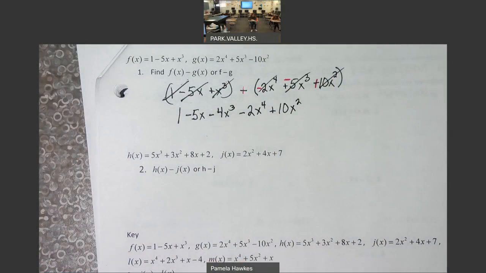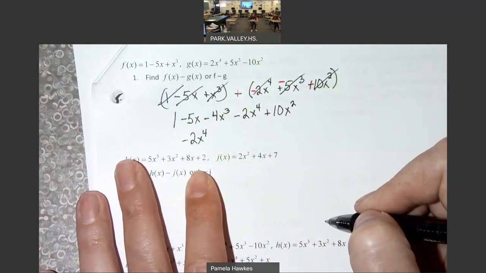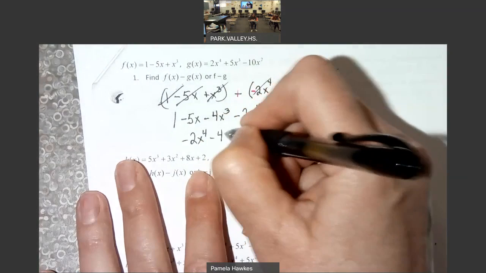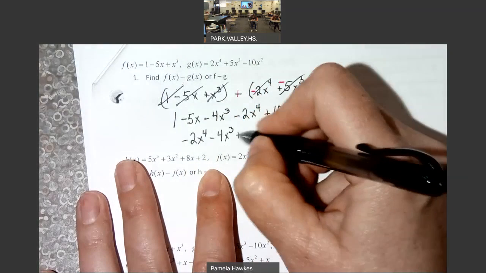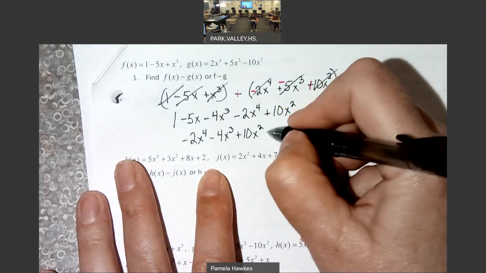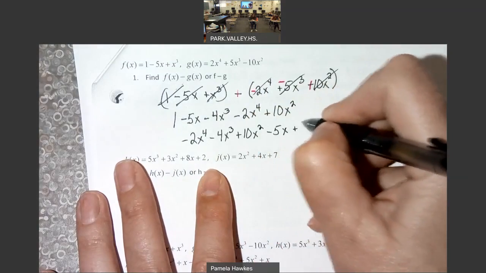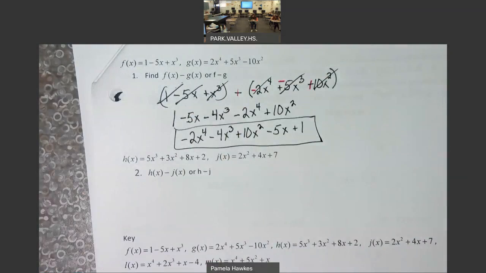So what do I write first in standard form? I heard it, negative 2x to the fourth. Then what? Negative 4x cubed. Then what? 10x squared. Thank you. Minus 5x plus 1. And there's your answer. Did we help your confusion? You got it now? Could you do another one? Maybe. Try that next one.